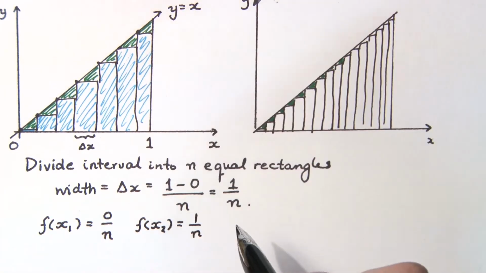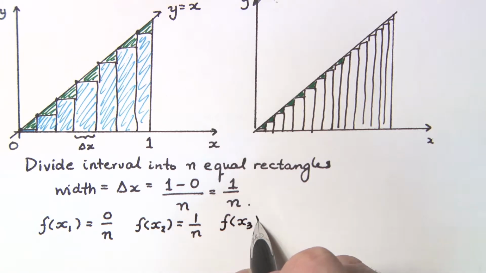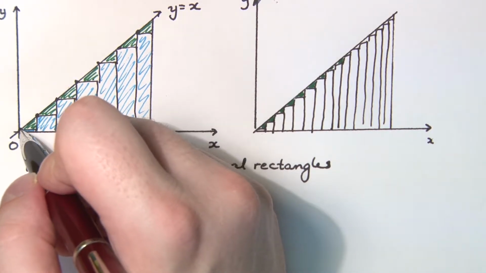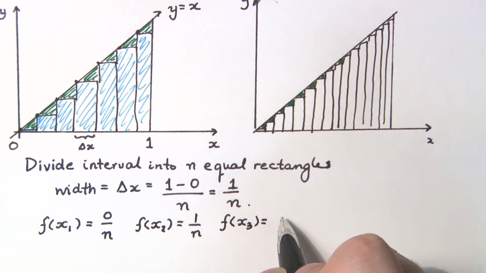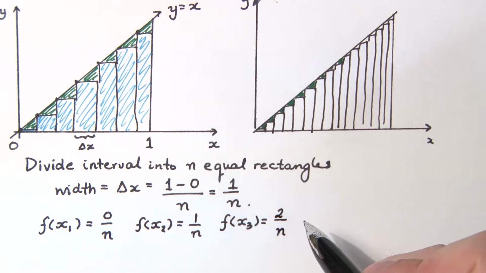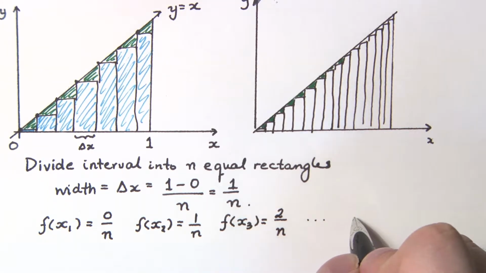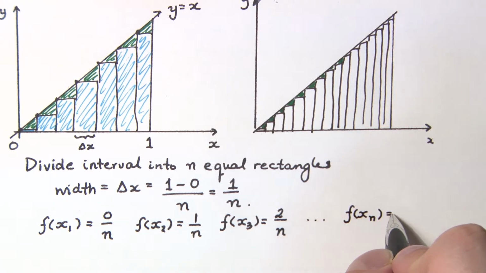Because again, this is just a straight line. So that's giving my value at this third point, the first, second, and third. Well, that would be 2 divided by n. All the way up to, and then I'll have f at x, n. So that would be n over n. Okay.